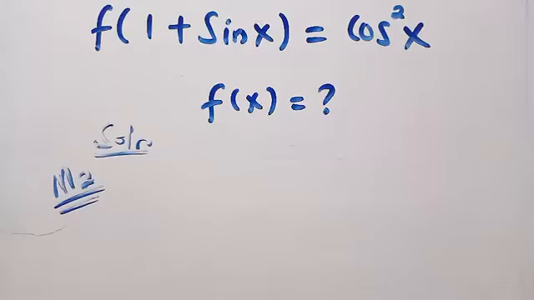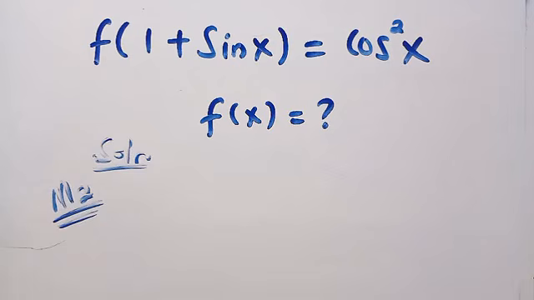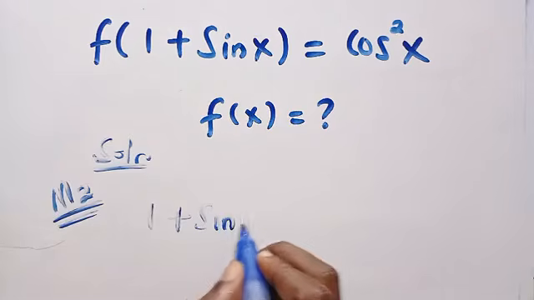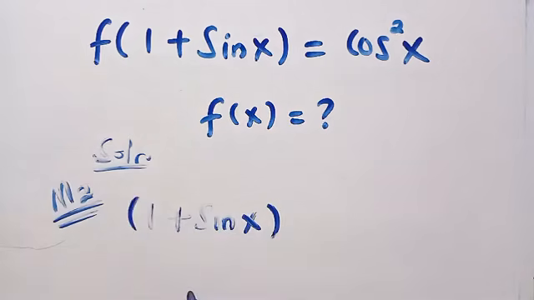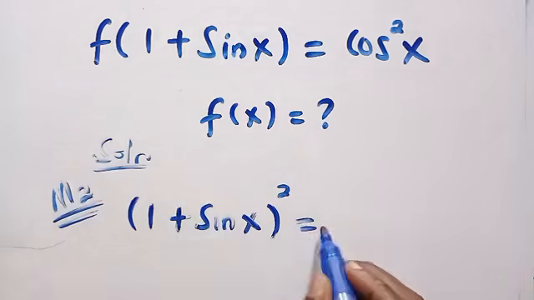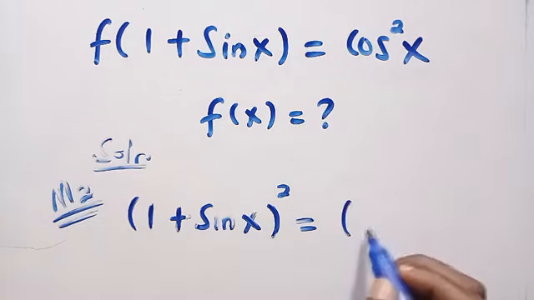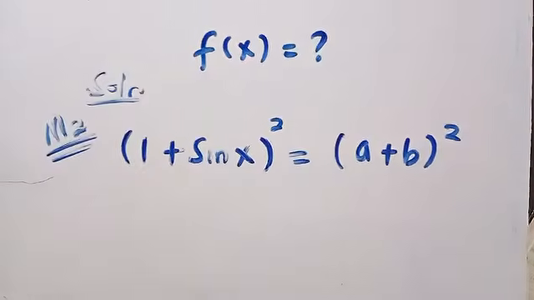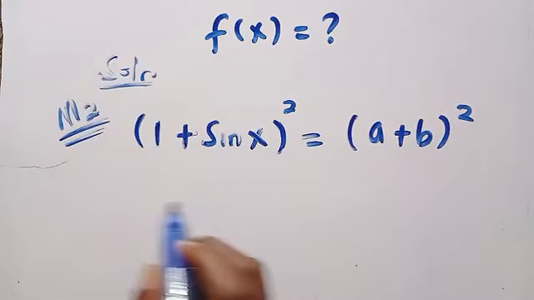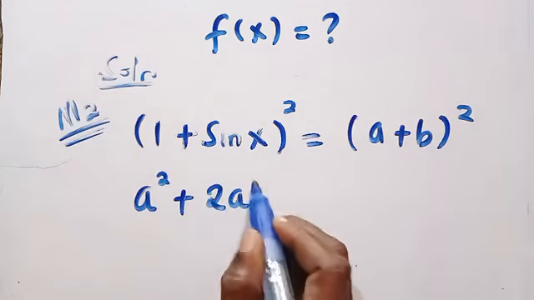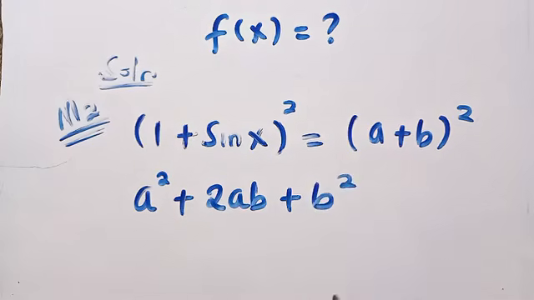Let's start the second method for solving the same question. We also start from the domain. The domain is given as 1 plus sine x. Then let's take the square of this. I want to expand it by comparing with a plus b raised to the power of 2. The expansion of that gives us a squared plus 2ab plus b squared.